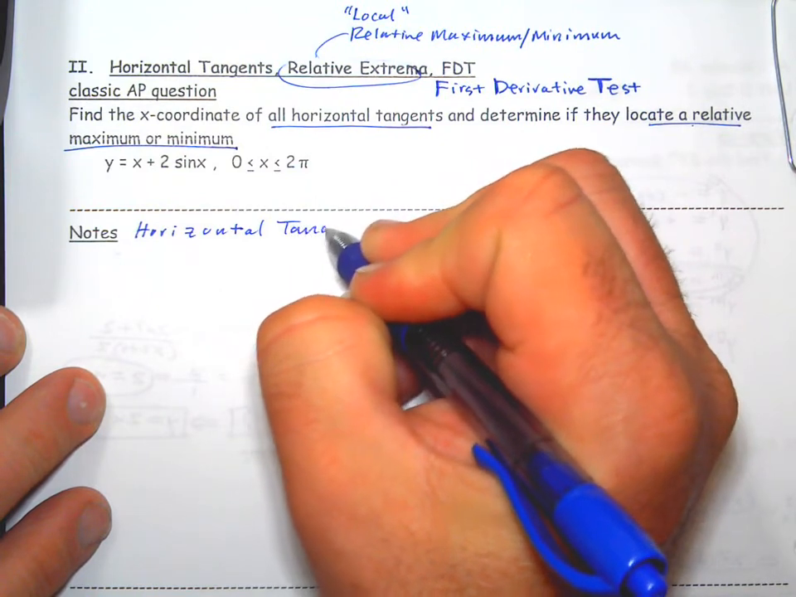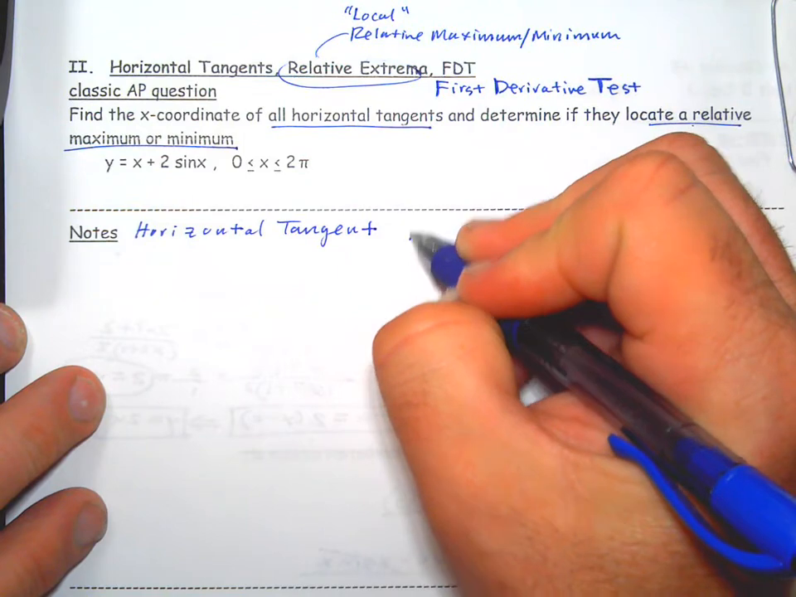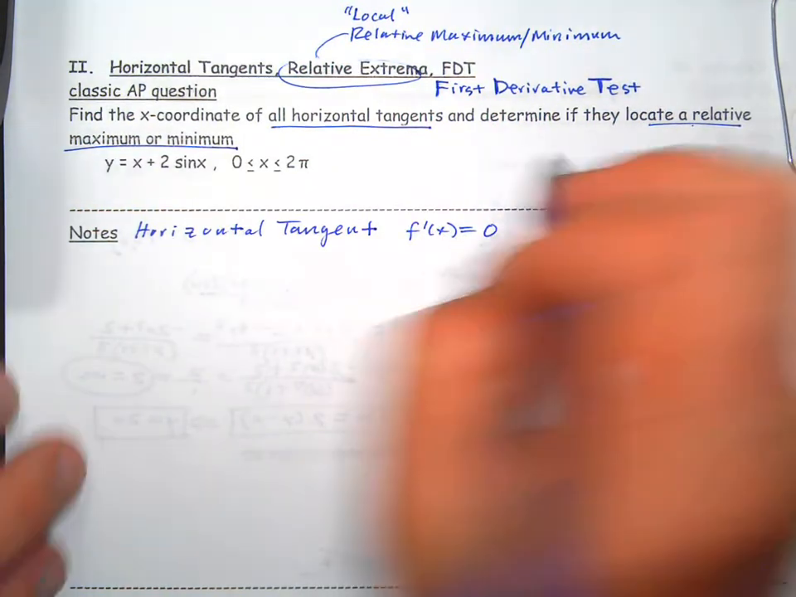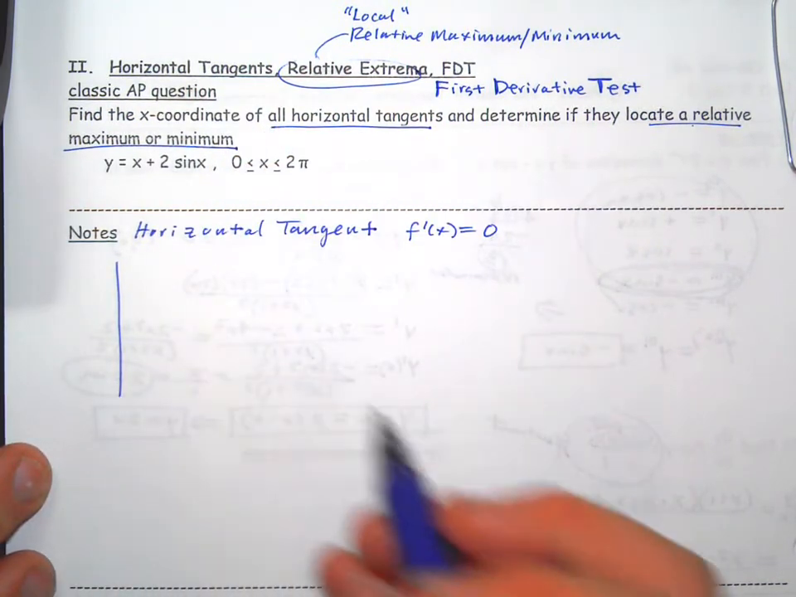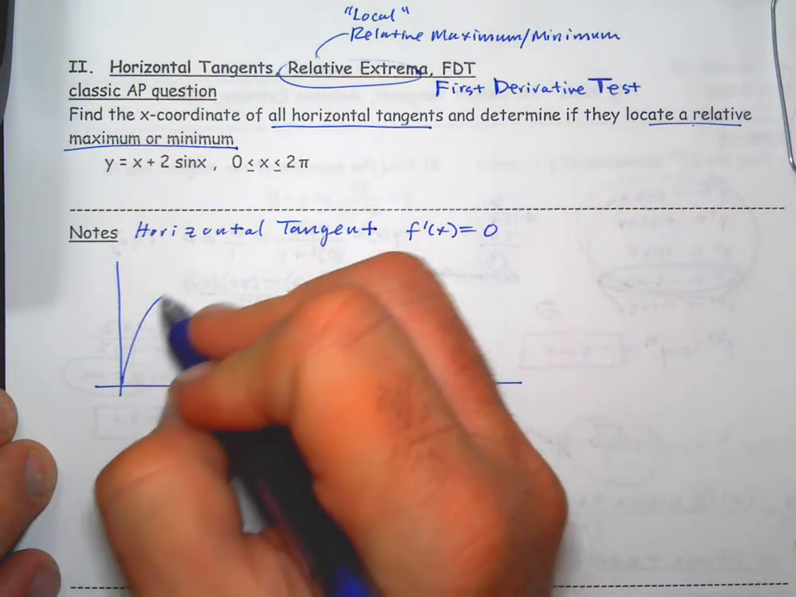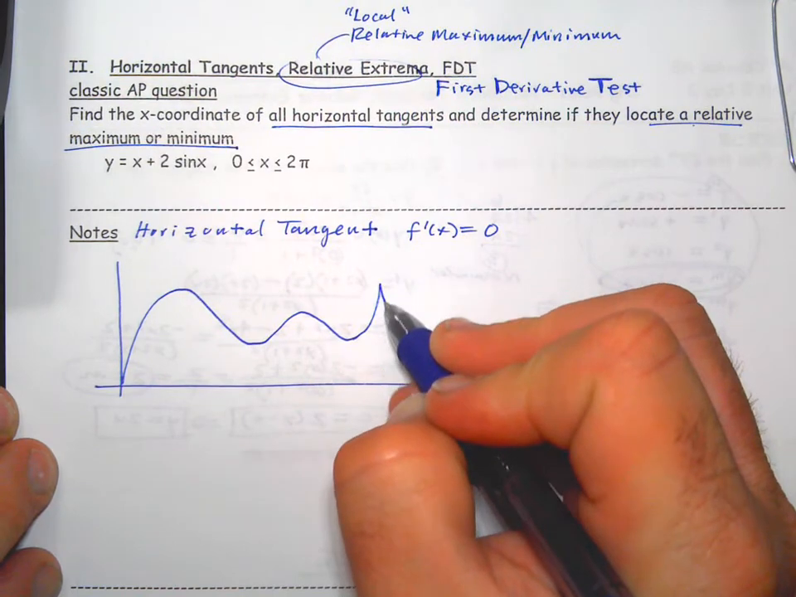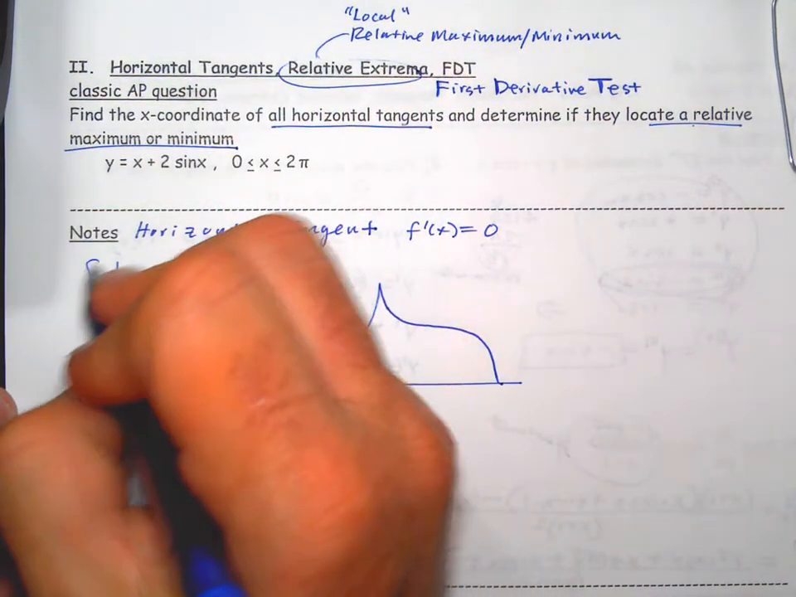So let's talk about horizontal tangents. How would you find when a graph has a horizontal tangent if you don't have a picture of it? Well, it's going to be where the derivative equals 0. It's flat. Now, let me just draw kind of a generic function here. And I'm not going to make it continuous. It's differentiable most of it, but not right here. So this is my function.